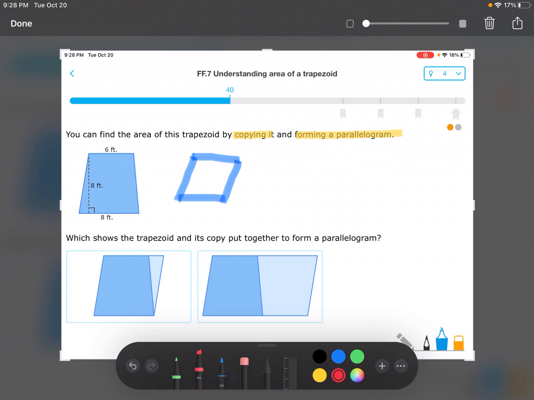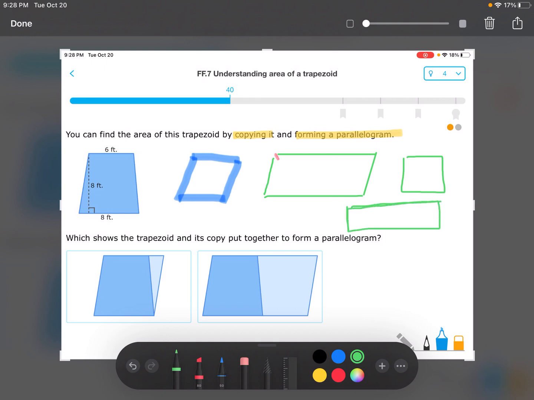So some examples are a rhombus, a simple parallelogram just like this, a square, and a rectangle. Those are parallelograms because opposite sides are parallel. So when you look at these figures, you'll notice that both are parallelograms. However, the directions say which one made a copy of the original shape and put it together to form a parallelogram. That is not going to be option 1.